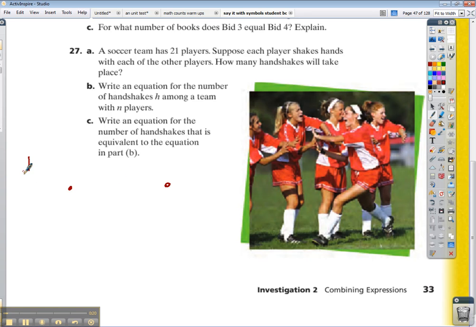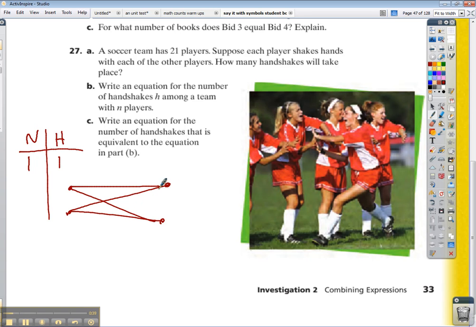So I'm going to make a little table here. This is the number of team members and handshakes. If I have one team member in each team, I get one handshake. If I have two team members on each team, I get 1, 2, 3, 4. I'm starting to see a connection here. Let's see if we have one more. If we add one more, we have 4, 5, 6, 7, 8, 9.